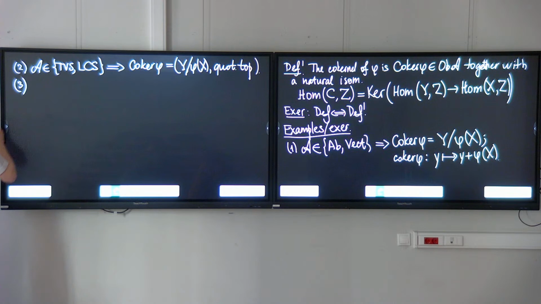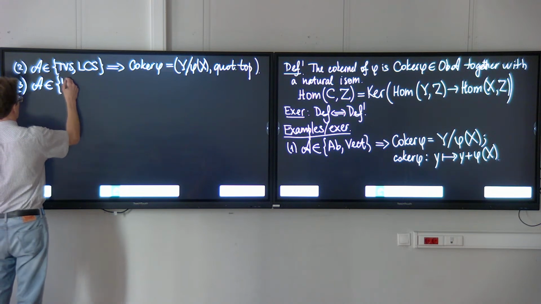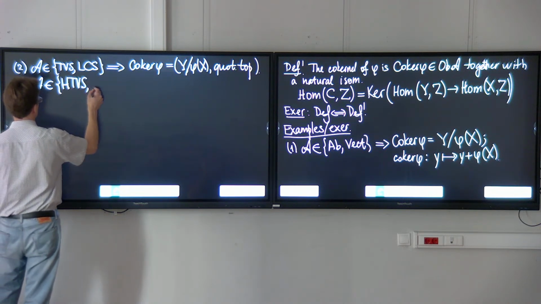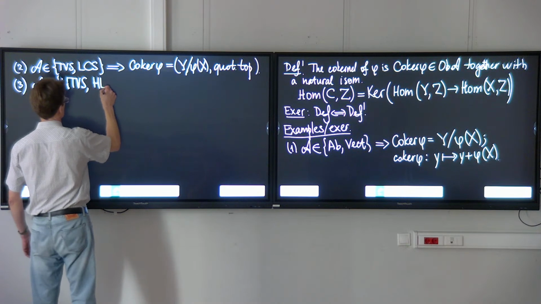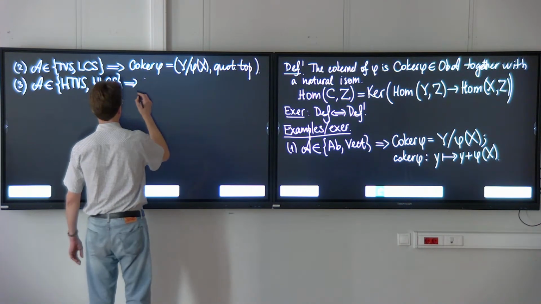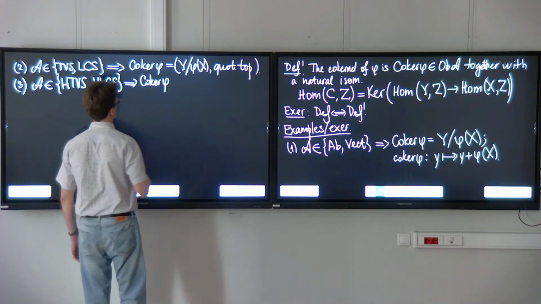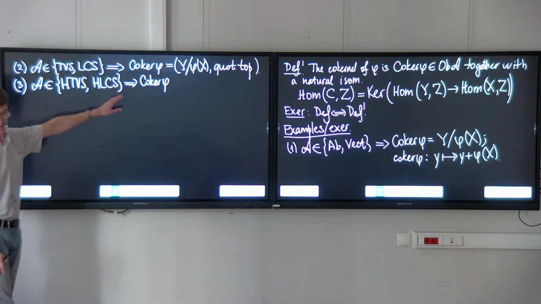And finally, if you take the respective categories of Hausdorff spaces, if A is either the category of Hausdorff topological vector spaces or the category of Hausdorff locally convex spaces, then again, every morphism has a co-kernel. But now, the situation is a little bit different.